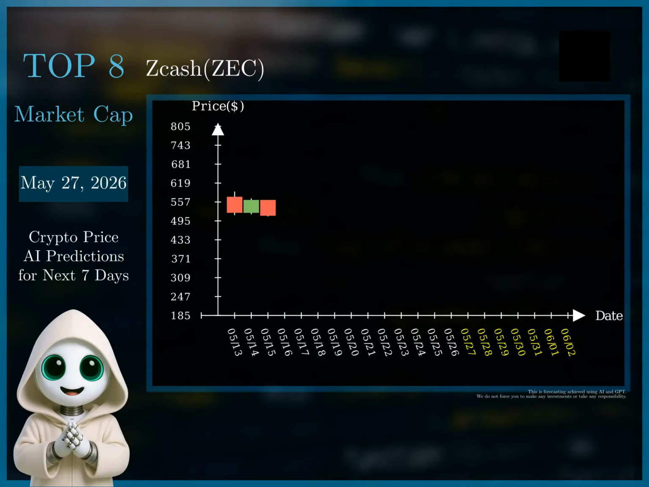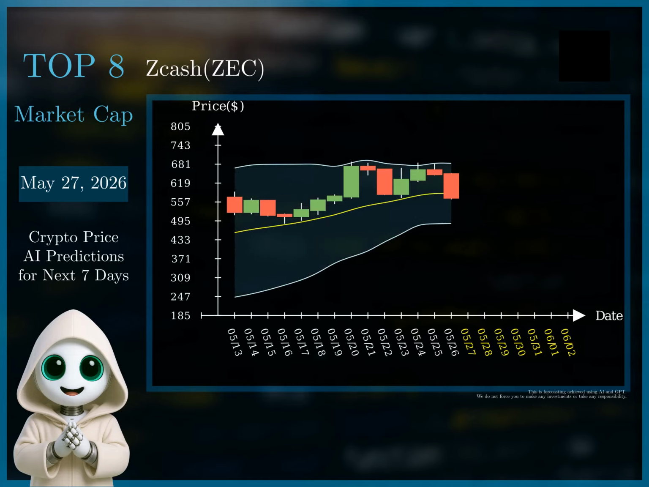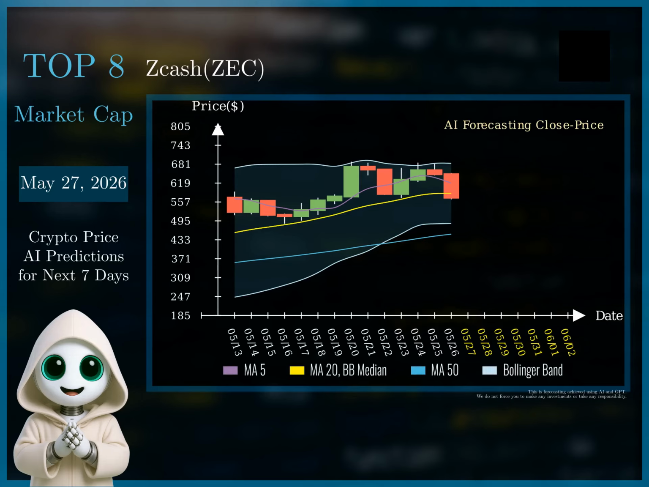Based on the historical data and forecast, Zcash shows a generally upward trend with significant volatility. The price has consistently bounced off the support level of $511, and the forecast suggests continued upward movement. The RSI fluctuates between 53 and 73, indicating periods of both oversold and overbought conditions. The Bollinger Bands have widened recently, suggesting increased volatility and potential price swings.